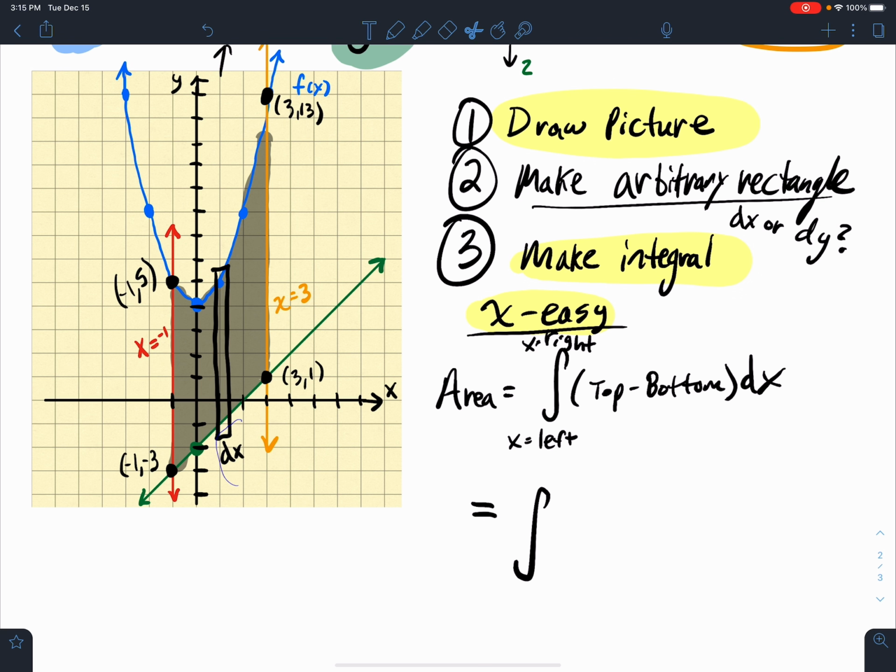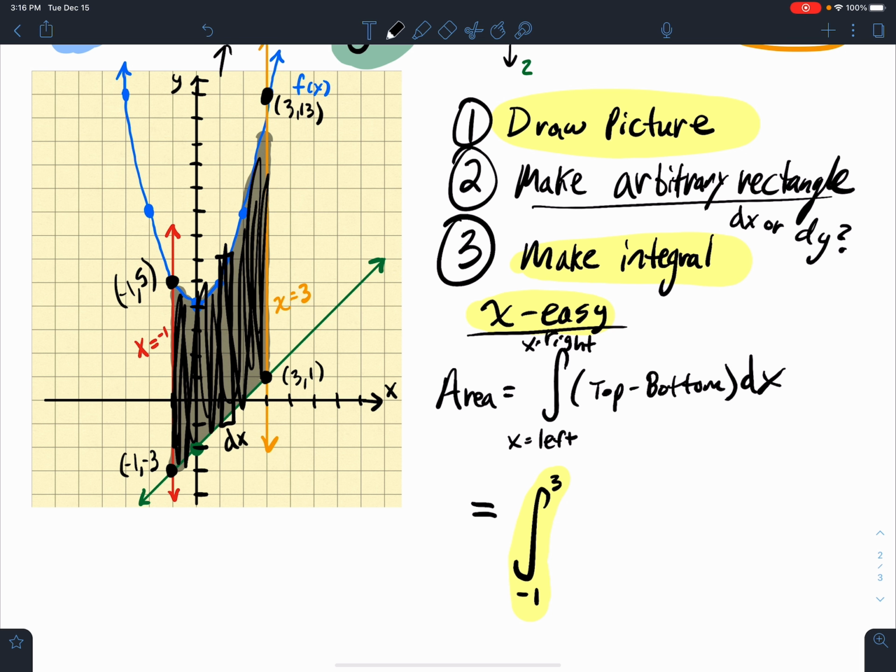Just to make sure we understand what I'm talking about. We start adding rectangles here at x equal -1. Boom, boom, boom, adding all our rectangles till we get to right here at x equal 3. So we add up infinitely many, infinitesimally small rectangles between -1 and 3. And so we go from -1 to 3. Remember, this symbol here means sum. It's a long elongated S. We're summing up all the rectangles between -1 and 3.